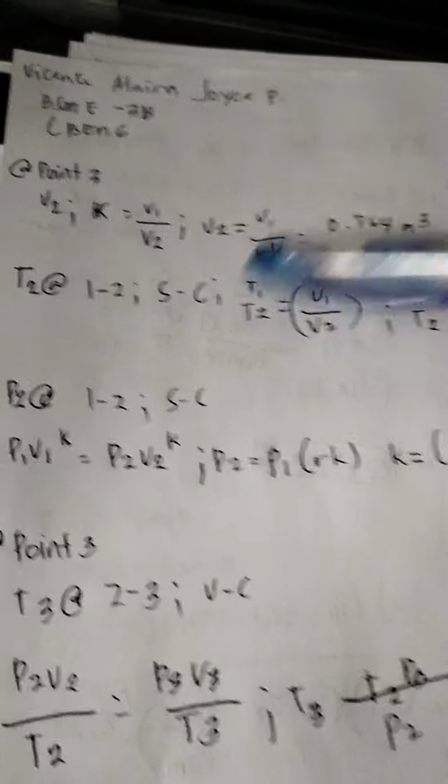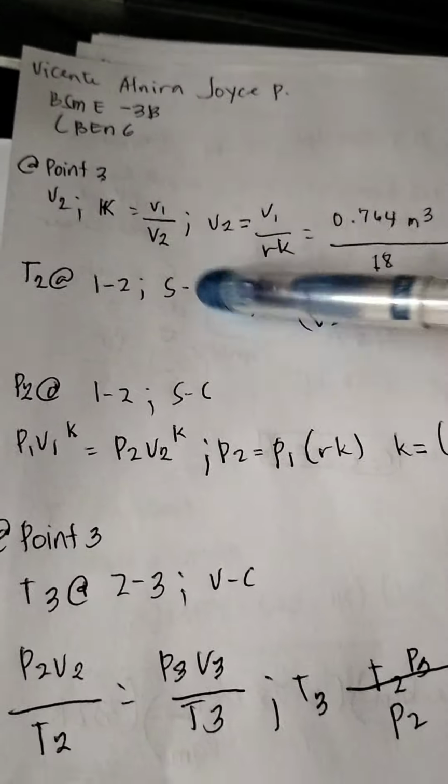At point 2, rv is equals to V1 over V2. V2 is equals to V1 over rk is equals to 0.764 m cubed over 18. V2 is equals to V3, 0.042 m cubed, while the T2, V1 over V2, T2 is equals to T1 times rk raised to k minus 1, 337 K over 18 raised to 1.4 minus 1.